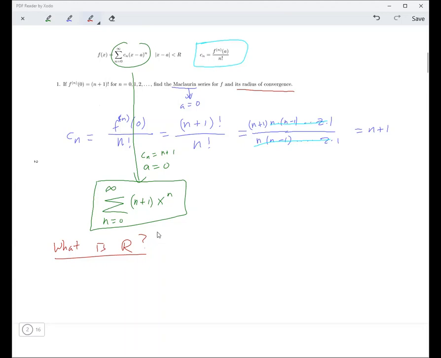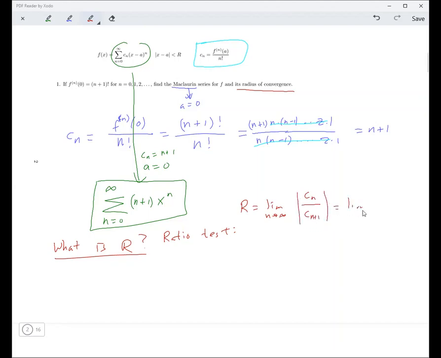But we can use either the ratio test or the root test to figure this out. So if we go ratio test, there's a couple of different ways to apply the ratio test. One of them is to take R is the limit as n goes to infinity of the coefficients Cn over Cn plus 1, like that.